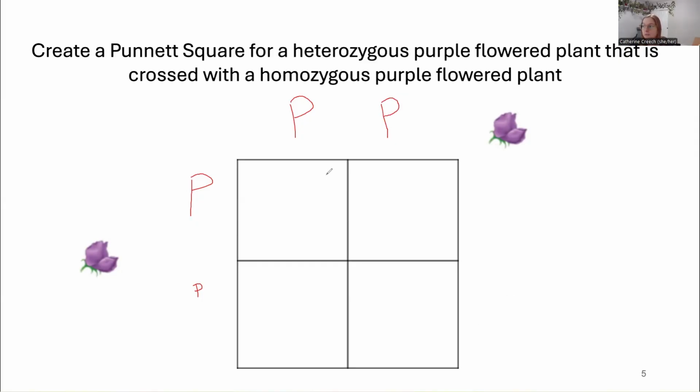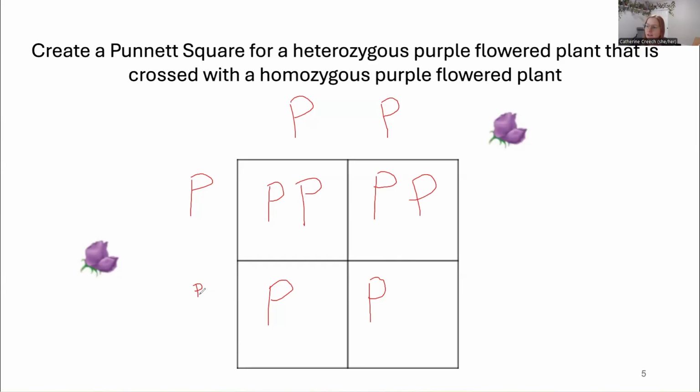What would be our offspring genotype and phenotype outcomes? I would take this big P and drop it down to both these boxes. So I'll have big P, big P. Do the same thing for the next one, drop it down, big P, big P. All right. Take this big P and move it into both of the boxes to the right. There we go. So big P for both of those.